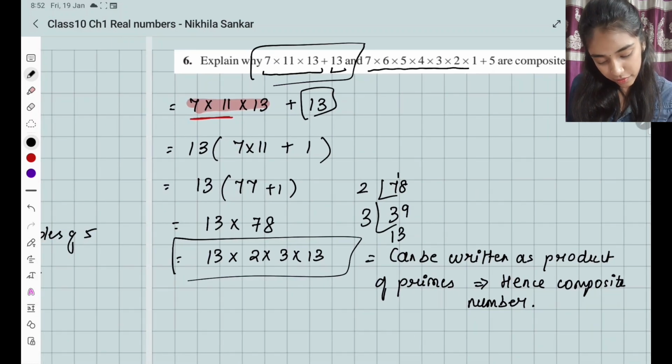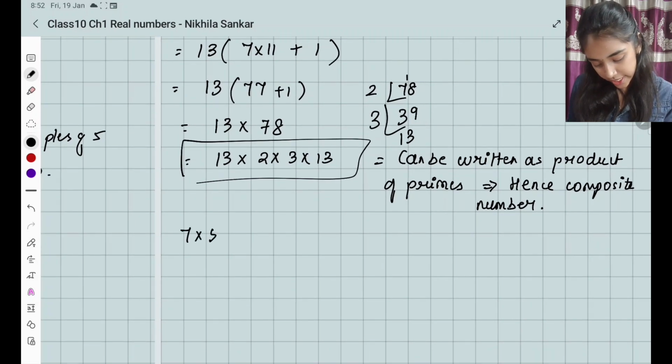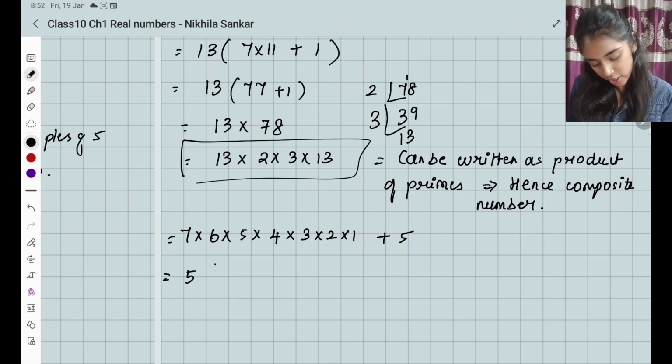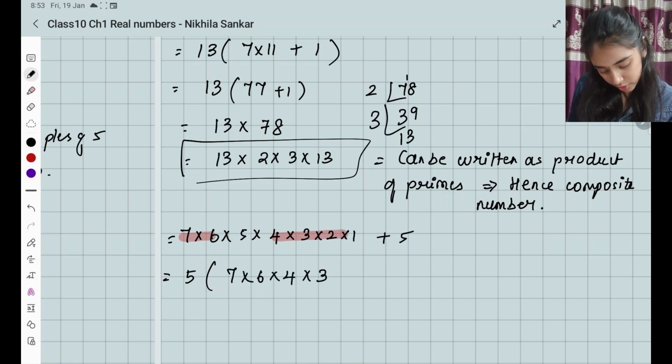Now, second enna kuduthirukku? 7 into 6 into 5 into 4 into 3 into 2 into 1 plus 5. So, idhila common enna irukku? 5 common enna irukku. So, enna la ipa edukka poran velila? I have 7 into 6 irukku, 4 into 3 into 2 into 1 irukku. So, I have 7 into 6 into 4 into 3 into 2 into 1 is going to be 1 plus 1.